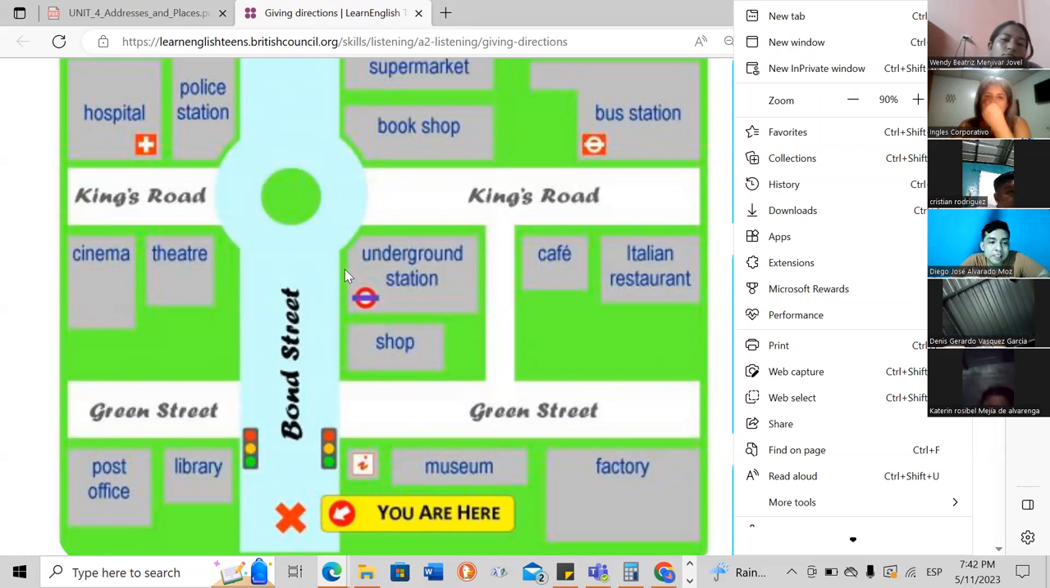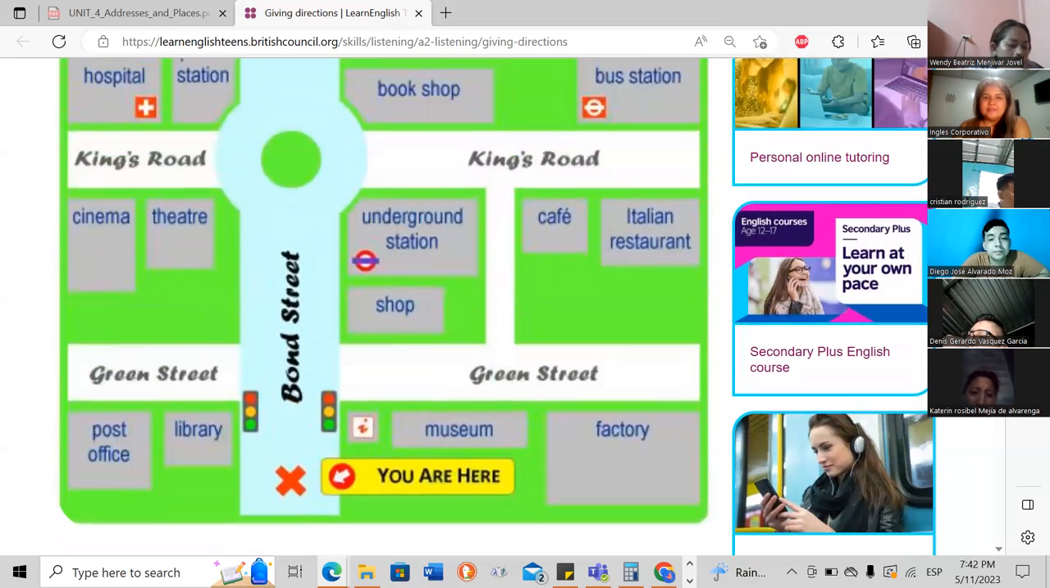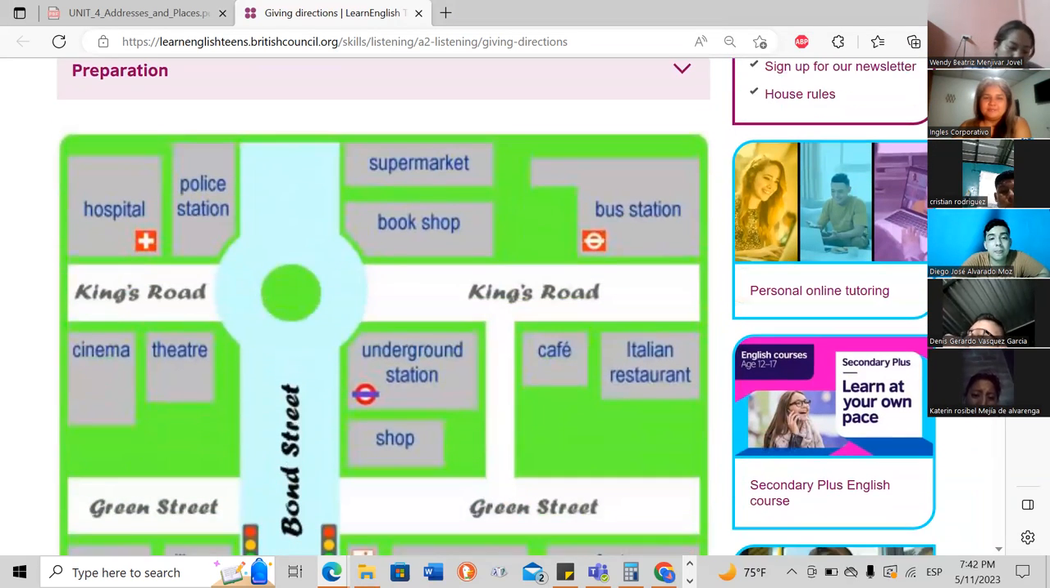Okay. Do you remember what is the name of this? ¿Recuerdan cuál es el nombre? Del redondel. Rotonda. Roundabout. Roundabout. Okay. Bueno, ya vimos el mapa.